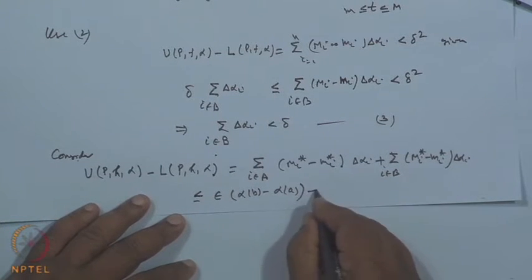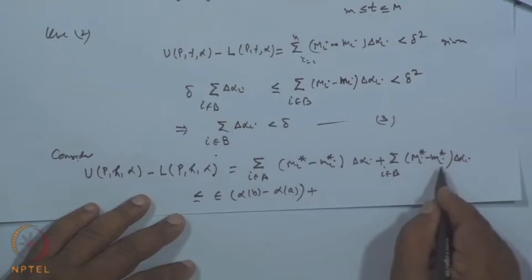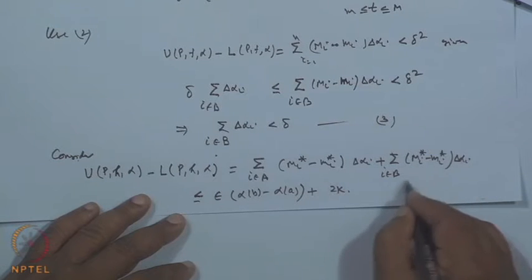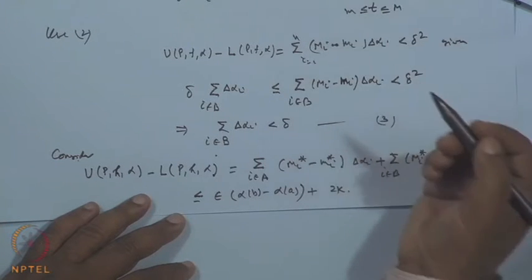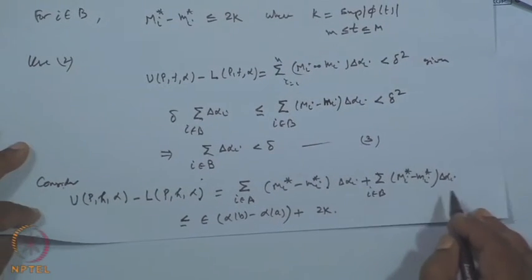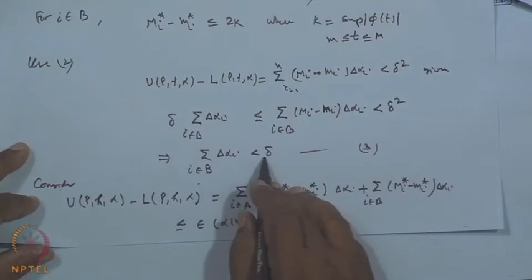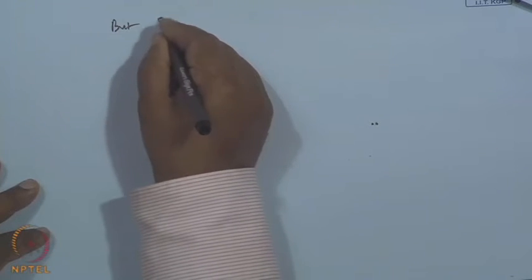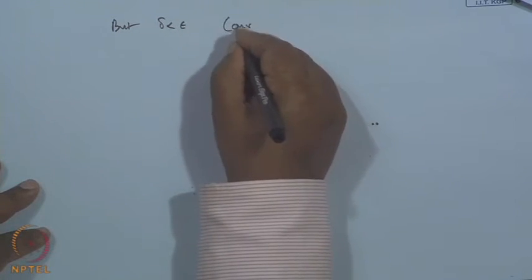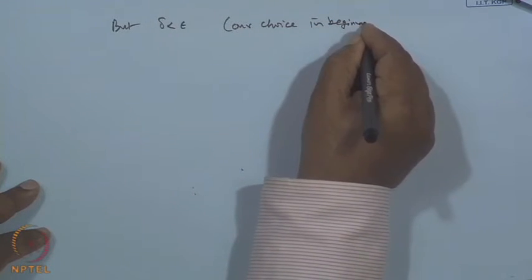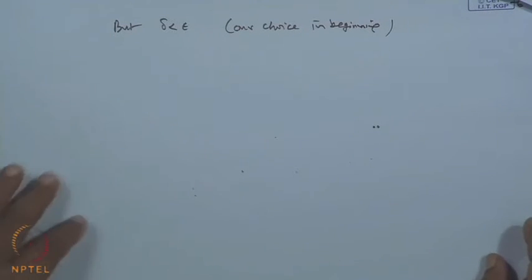The second portion is less than 2k times the sum of delta alpha_i over B, and this sum is less than delta. So it is 2k times delta, but delta is less than epsilon. This was our choice in the very beginning, where we have taken delta to be less than epsilon.